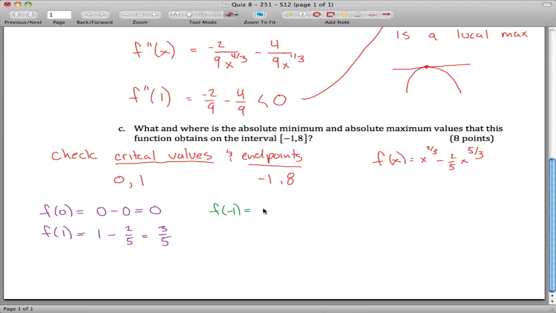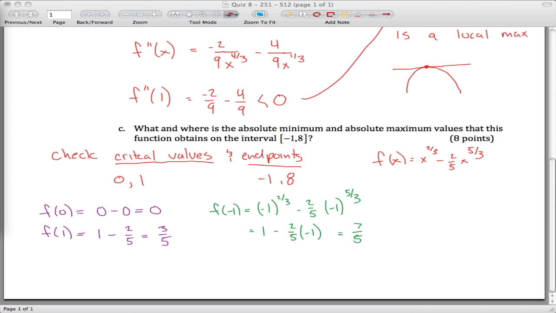Alright, halfway there, f of -1. We'd have -1 to the 2/3 minus 2/5 times -1 to the 5/3. -1 to the 2/3 means square -1 and then take its cubed root. Square it, you get +1. Cubed root of +1 is +1. -1 to the 5th power is still -1, and the cubed root of -1 is -1. So what we get is 1 minus -2/5, and 1 minus a negative is the same as 1 plus 2/5. 5/5 and 2/5 is 7/5.